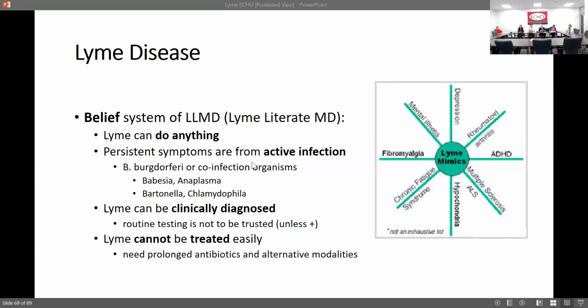They believe, and I call it a belief system, that the Lyme is from active infection, ongoing, that a lot of times there's other co-infections that we can't test for, that routine tests are not reliable, and that you can't easily treat Lyme, that Lyme is nearly impossible to eradicate. Okay, this is the belief system of a Lyme literate medical practitioner, which goes in complete contrast to everything I've talked about. Okay, so remember, we preach that it's not from active infection, it's from a slowly resolving inflammatory process, that we can trust our testing, and that we can very easily eradicate the organism. So very, very different.